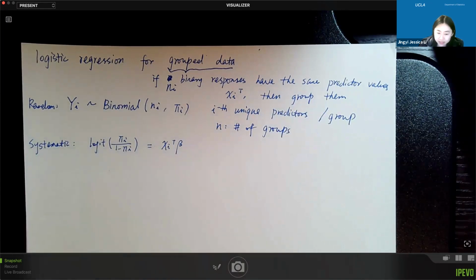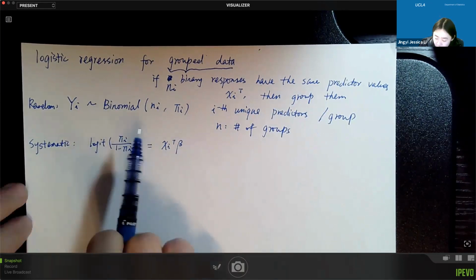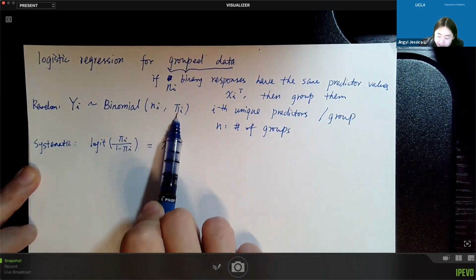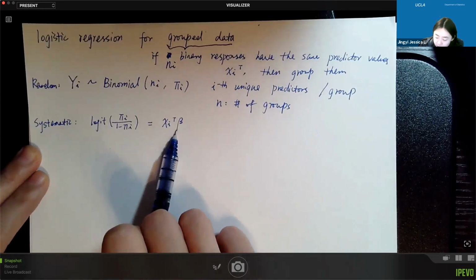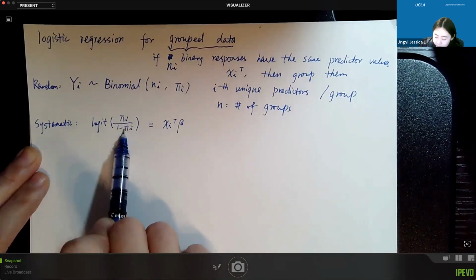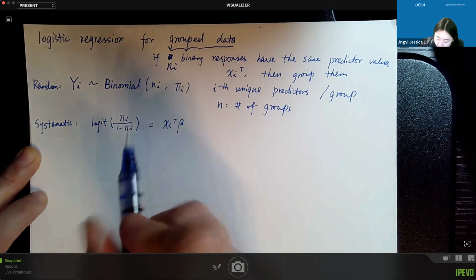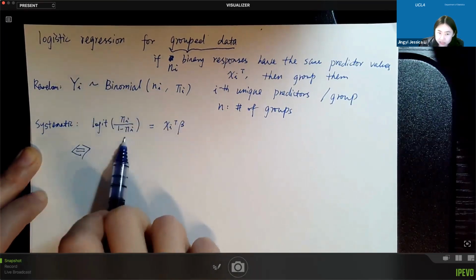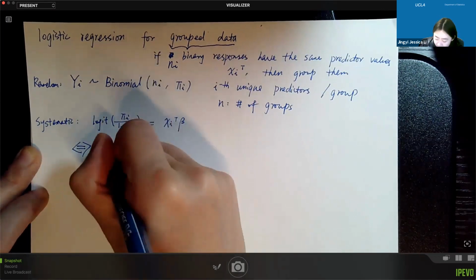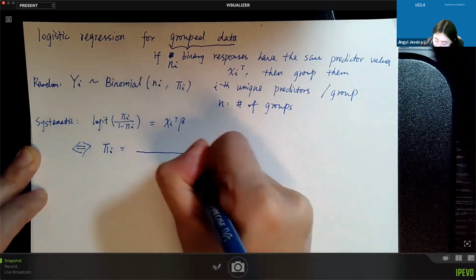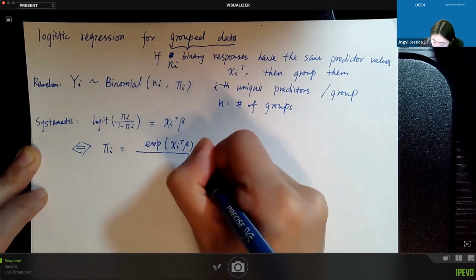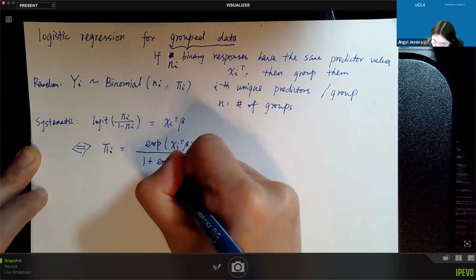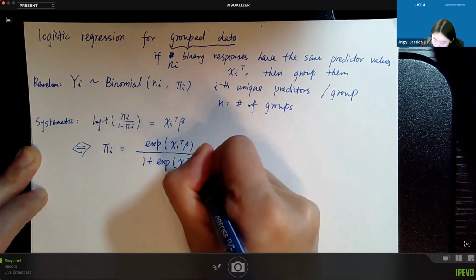Okay, so that's it. And then how do we interpret how much this pi changes as my predictor value changes? To evaluate this question, we need to restore the relationship between pi i and xi transpose beta. So we know that this is one way to write this systematic structure. Another way is to write pi i as exponential xi transpose beta divided by 1 plus exponential xi transpose beta.